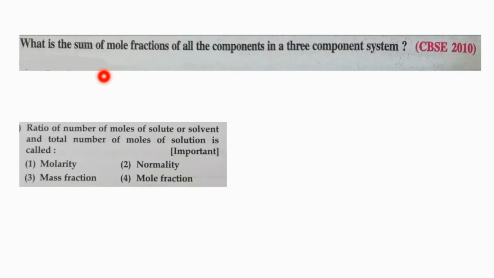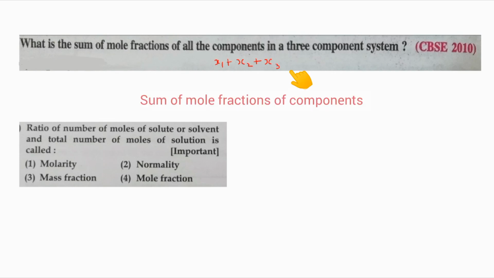Now see this question. These are some simple questions, but these were asked in board papers. Read and find out what's the sum of mole fractions of all the components in a 3-component system. We were already discussing that. Whatever may be the number of components present in the system, the total sum of mole fractions of all the components will be equal to 1. If x1, x2 and x3 are the 3 components present in the solution, their sum will be equal to 1, you can write. Easy.